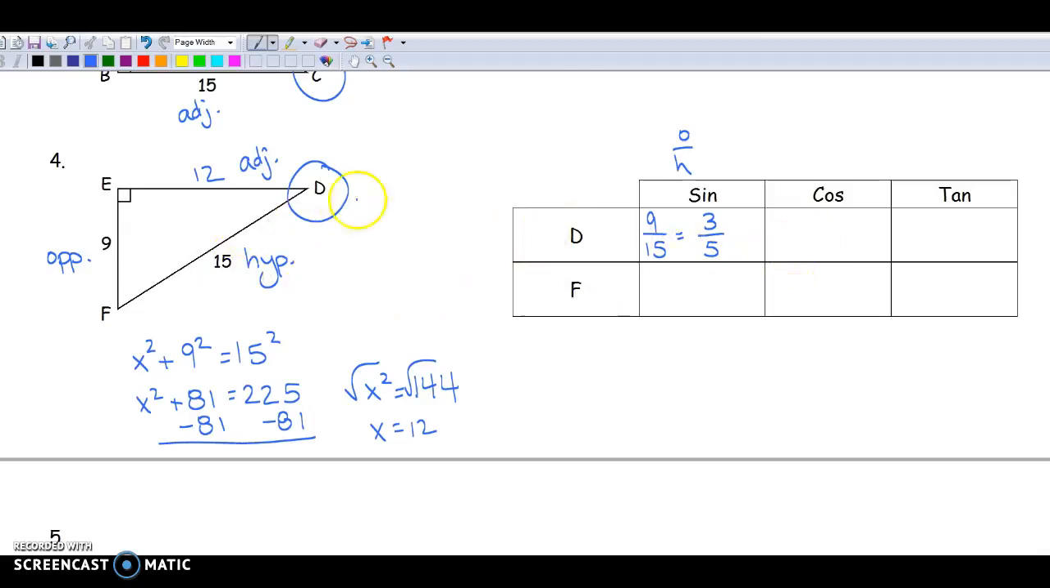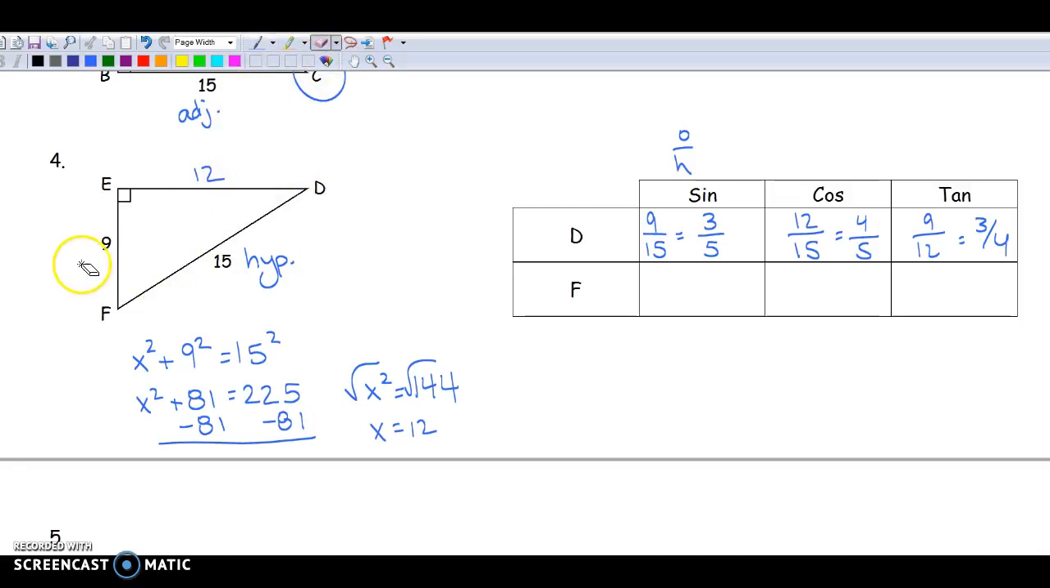Then for cosine of angle D, we've got adjacent over hypotenuse, 12 over 15. So we're going to do 12 over 15 and reduce it. You get 4/5. Tangent of angle D is opposite over adjacent, so 9 over 12, and you reduce it, you get 3/4.